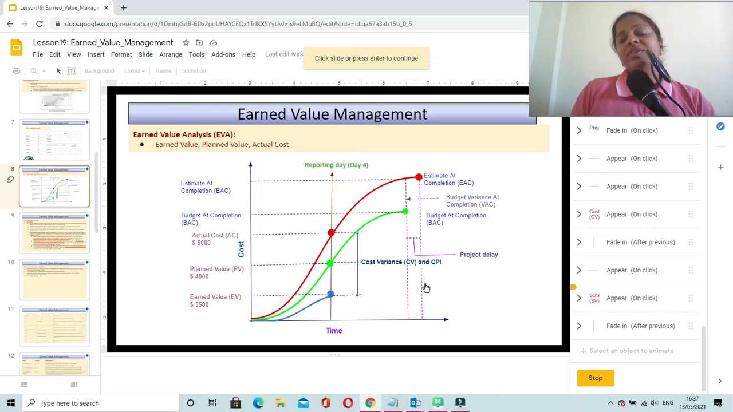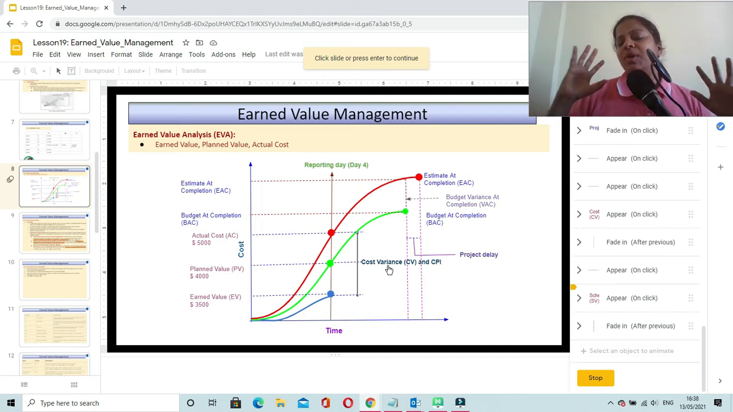So if your cost variance is negative, that means your project is over budget. It is consuming more cost than the planned budget. And if your cost variance is less than 0, it means it is over budget. If your cost variance is more than 0 or if it is a positive value, that means your project is under budget and it is performing well. If your project cost variance is 0, that means your project is on budget.